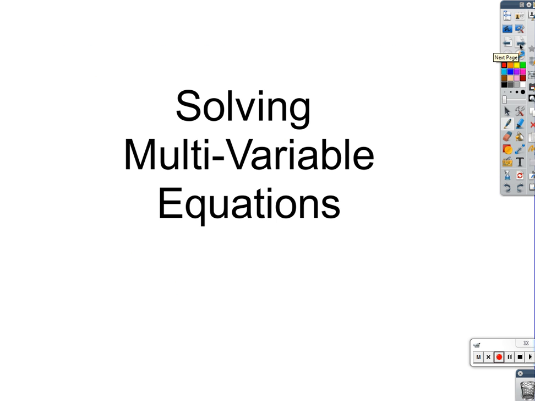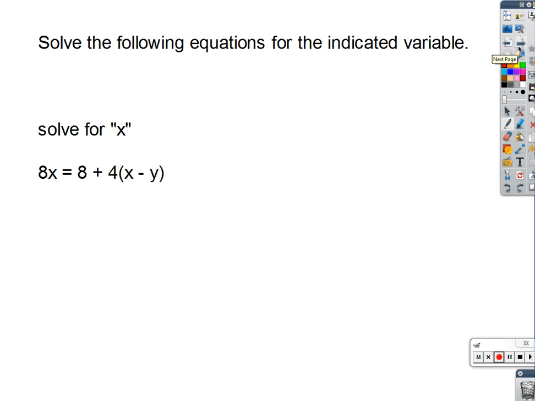Next, solving multivariable equations. Multivariable means more than one variable, but we're only solving for the x. So we get x by itself. That means there will be a y in our answer. Okay, so first step is to distribute that 4. So we'll have 8x equals 8 plus 4x minus 4y.